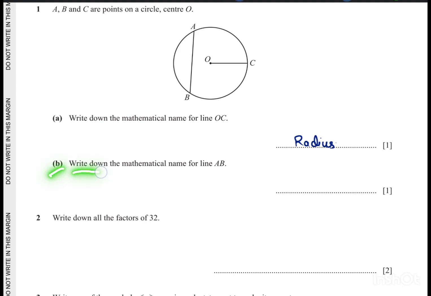Question B, write down the mathematical name for line AB. This line. So the line joining any 2 points of the circle but not passing through the center is called chord.